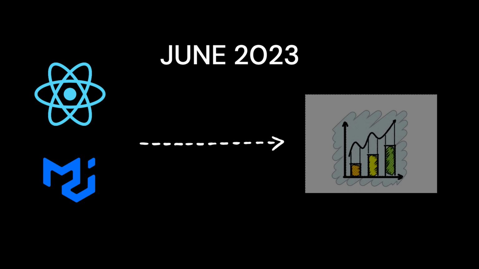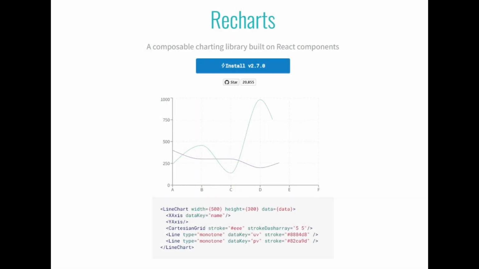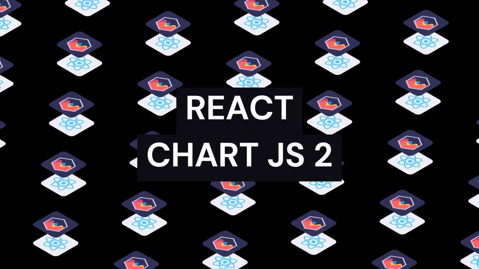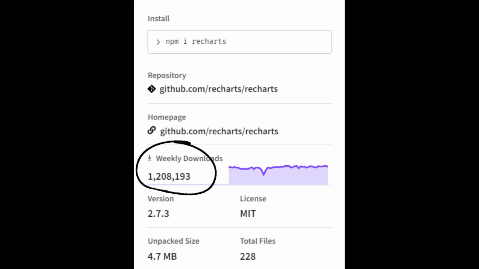In June of 2023, Material UI released the alpha version of their first charting library in React. Built on D3, Material UI Charts will look to challenge Recharts and React Chart.js for the leading React chart library, with both libraries currently averaging around 1 million downloads per week.